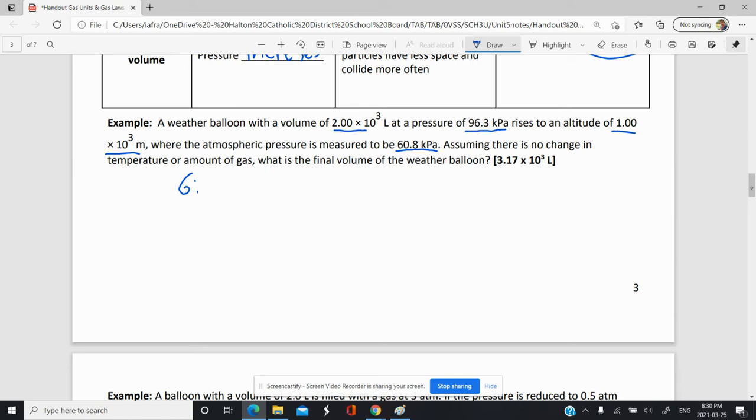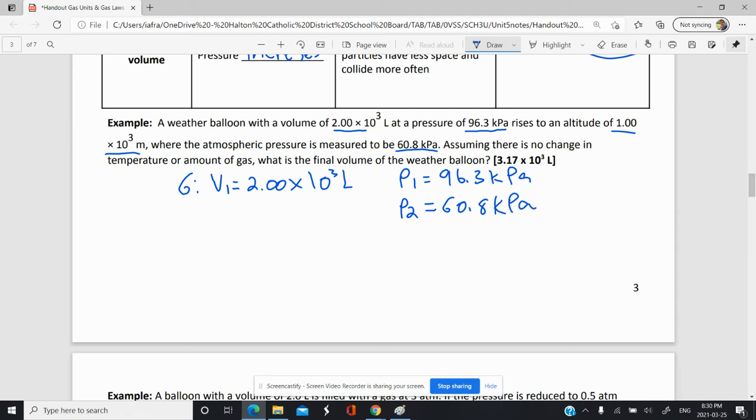Let's write down some given information that we have. Our initial volume for the weather balloon is 2.00 times 10 to the power of 3 liters. We also have that our initial pressure is 96.3 kilopascals. And we are also told that the balloon rises to an area in the atmosphere where the pressure has decreased.